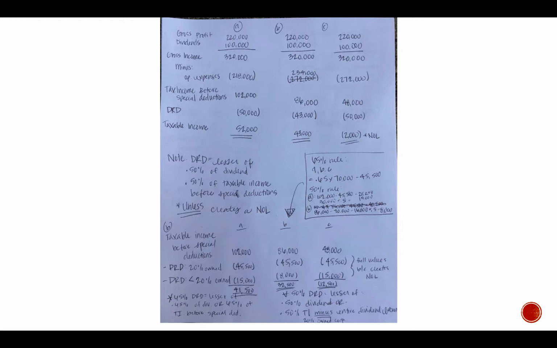Those amounts haven't changed. But our operating expenses have gone up, which means our taxable income before the special deductions has gone down. It's now $86,000. So when I apply my 50% limit, I'm going to take the lesser of half the dividend, which is $50,000, or half the taxable income before special deductions. Well, that's now $43,000. It's $86,000 divided by 2. So now my limit is going to be the lesser of those two numbers. The lesser of those two numbers is $43,000, making my taxable income $43,000.